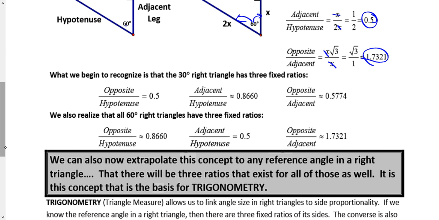Now, your calculator will give you these ratios. How does your calculator button know that one of these ratios is 0.5? How does your calculator know if you pick this ratio that it's always going to be 0.5? Because the triangles they come from are what? Similar. So that ratio will always be the same.